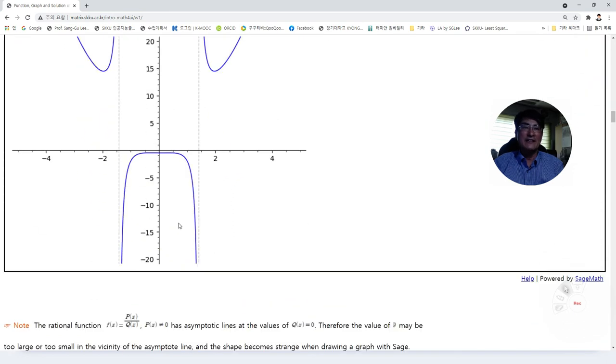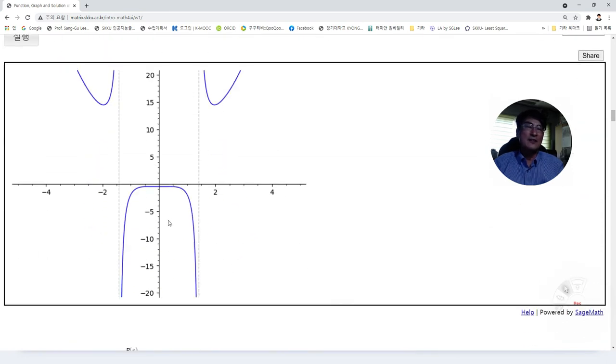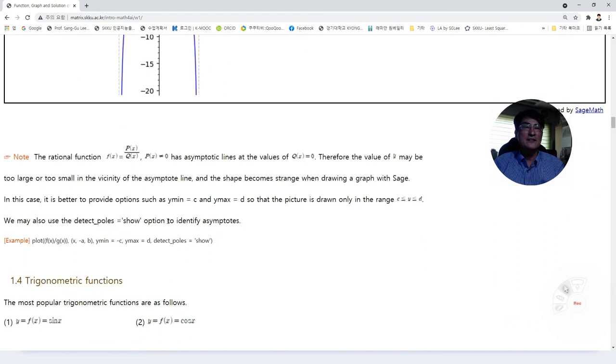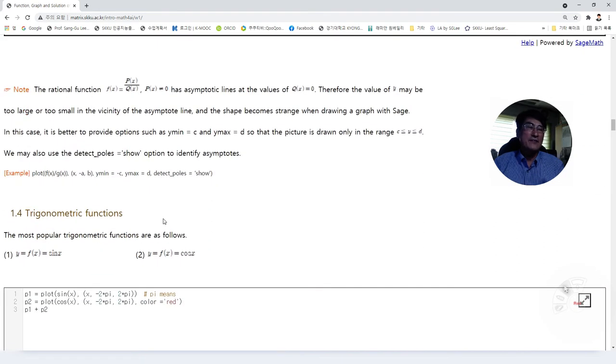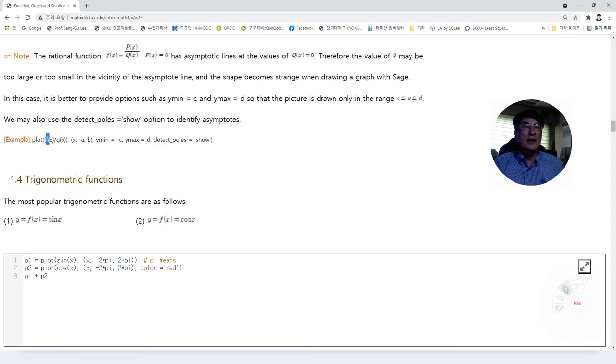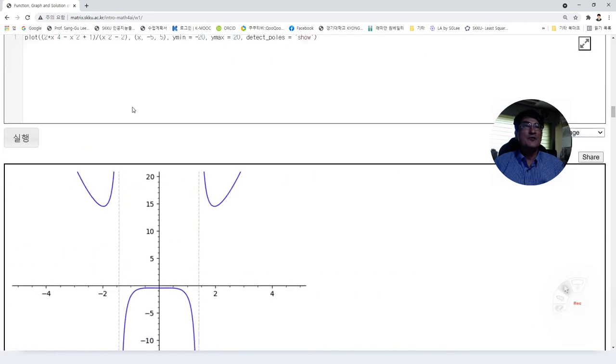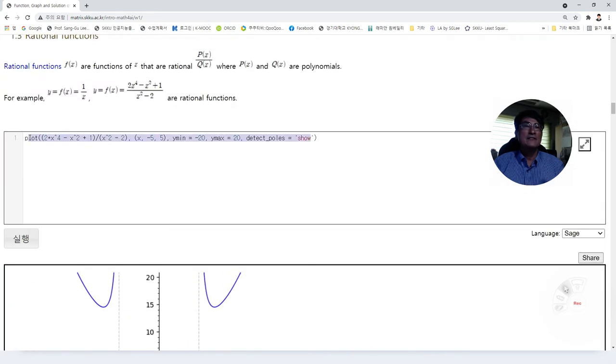The graph is like this. So you can draw the graph of rational functions without any difficulties. And if you have polynomials f of x and g of x, you can have an interval, then you will have a graph like this.